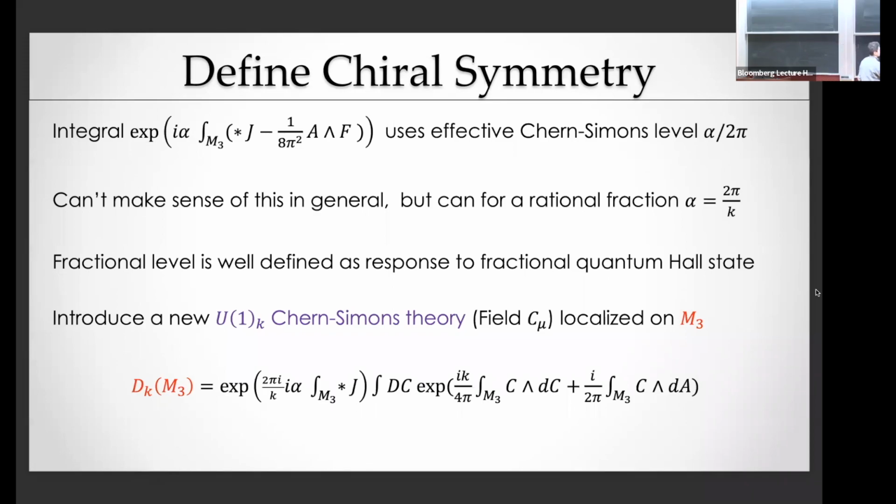And I'm going to have a functional integral over C. And I have this Chern-Simons term for C with level k. This k is the same as this k. And this whole thing is coupled to the gauge field A through this off-diagonal Chern-Simons coupling. Now, if you squint and complete the square, just integrate out C, that would generate this A wedge F term with this fractional level that you want.